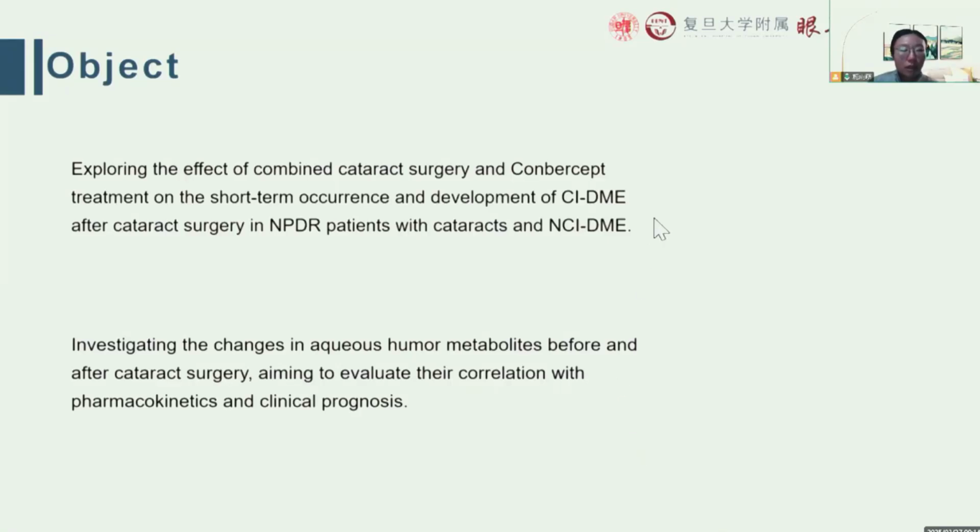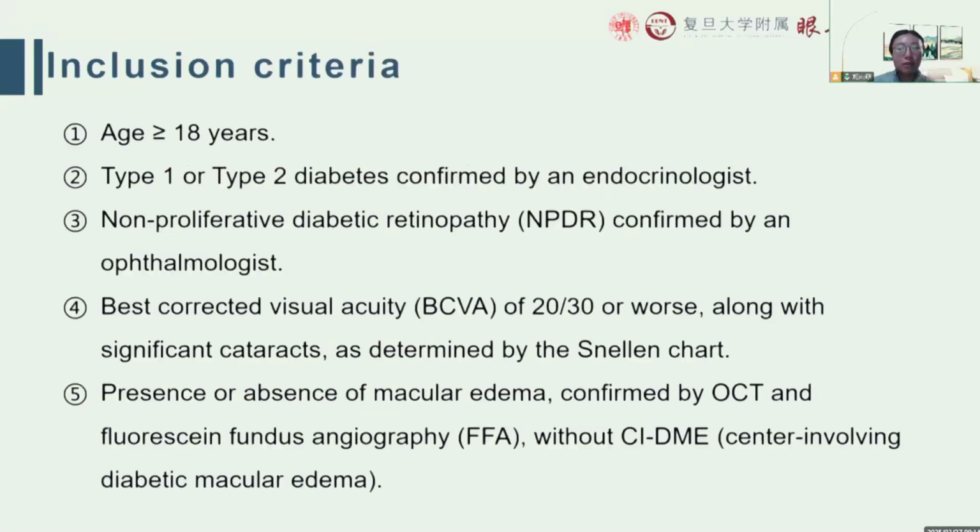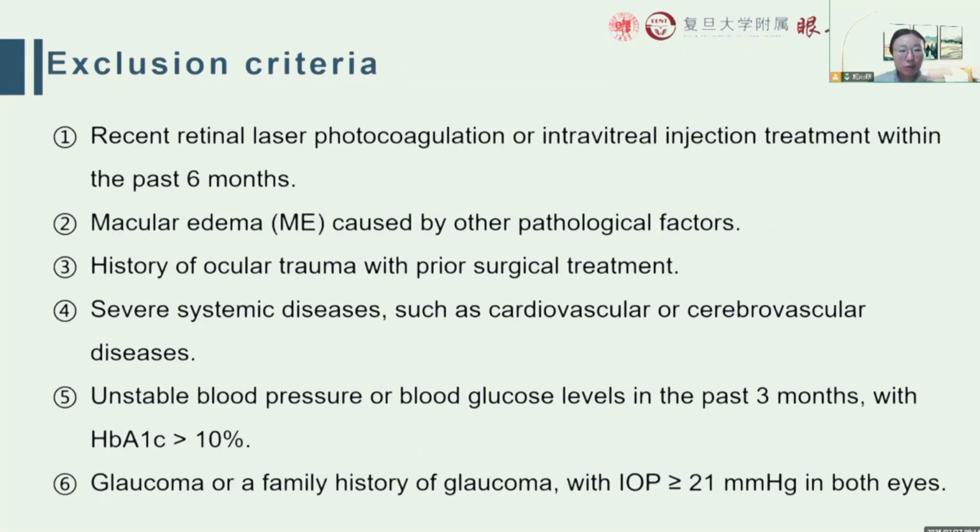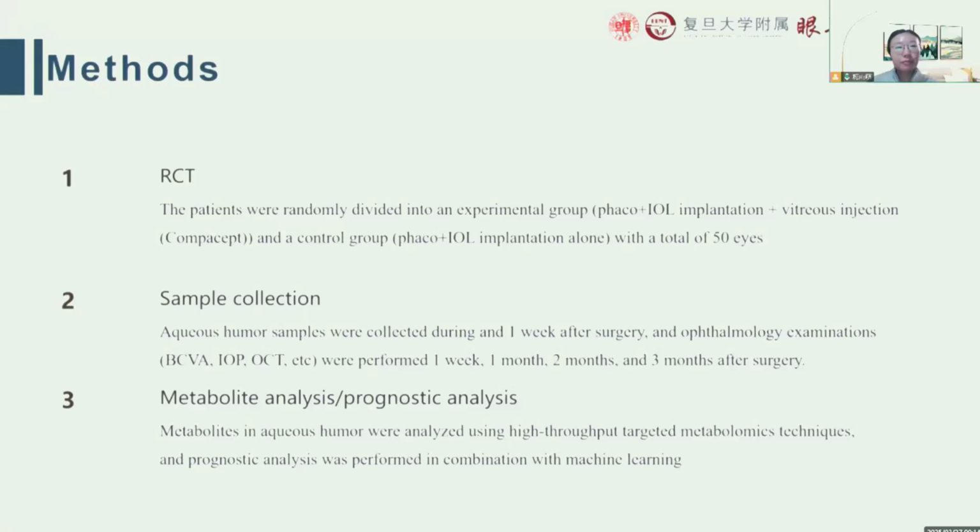So our study basically aims to explore the effect of combined cataract surgery and anti-VEGF on the short-term occurrence and development of CIDME after cataract surgery in patients with cataracts, NPDR, and NCIDME, and also to investigate the changes in aqueous humor metabolites before and after cataract surgery, aiming to evaluate the correlation with pharmacokinetics and clinical prognosis. This is our inclusion criteria, so we focus on cataract patients who have both NPDR and NCIDME. This is our exclusion criteria. And our study is an RCT.